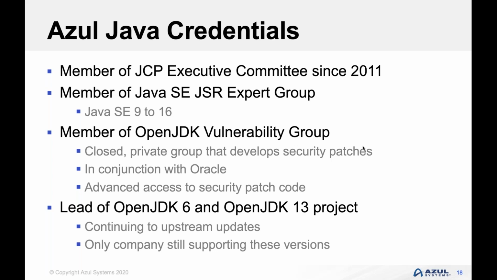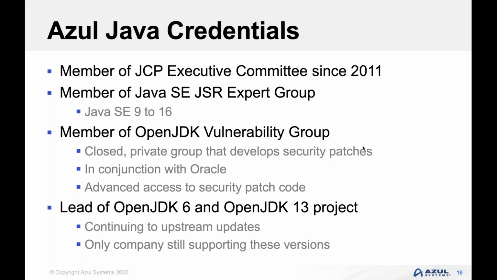Importantly, we are a member of the OpenJDK vulnerability group, and this is a group that was set up by Oracle as a closed group within the OpenJDK. Again, give credit to Oracle for thinking about this, and they said that because they were changing licensing and the way that updates were made available, they expected there to be more binary distributions of the OpenJDK, and they wanted to make sure that users had access to secure versions of that. So the vulnerability group is a number of companies or representatives from companies who provide binary distributions of OpenJDK. There's Azul, there's Oracle, there's Red Hat, there's SAP, there's IBM, and so on.